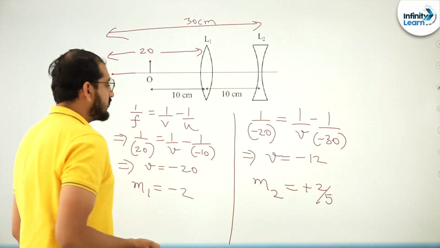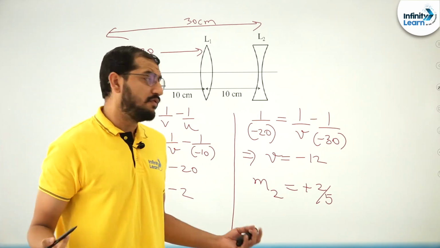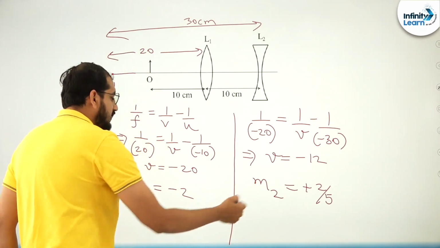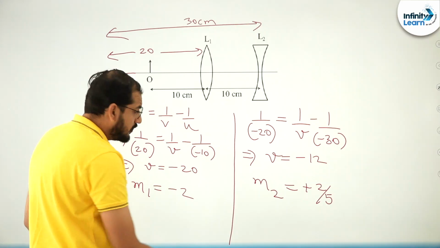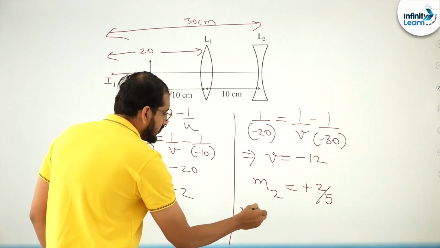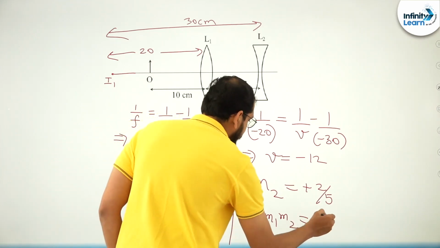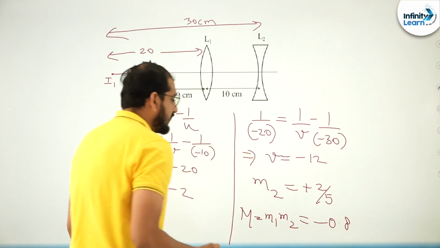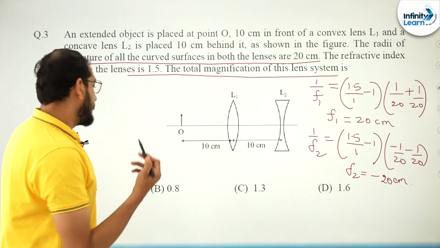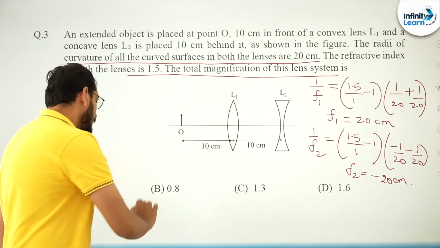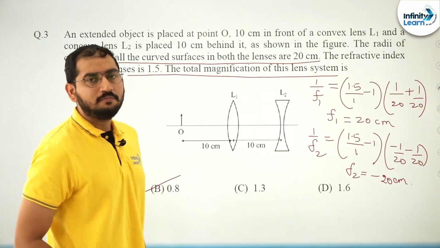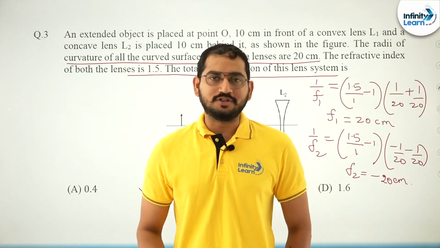Now it's time to calculate the total magnification. Very simple, we just need to multiply both the values of m1 and m2. So the total magnification is going to be m1 multiplied by m2, right? And that value will come out to be negative 0.8. If you look at the options, positive, negative, nothing is given, only magnitude we are concerned with. So option B will be the correct answer to this question.